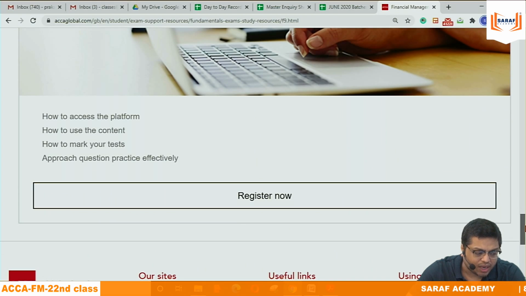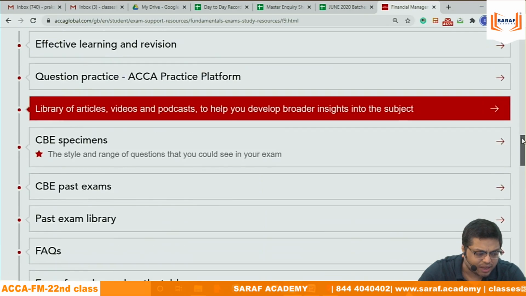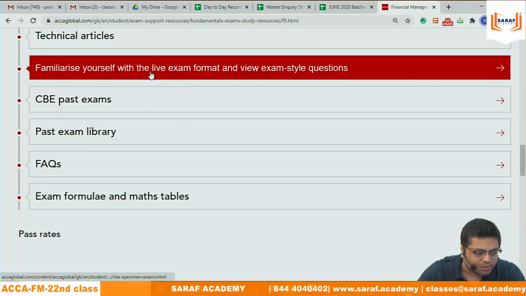So you can go here. You will be getting so many things. You can say mock tests in the practice platform also. I'm not going there for the time being. My objective is what?